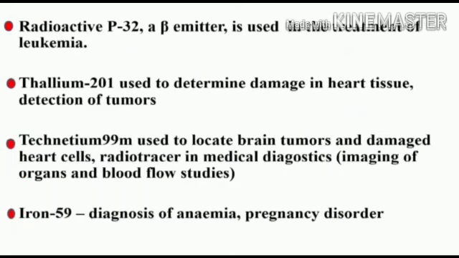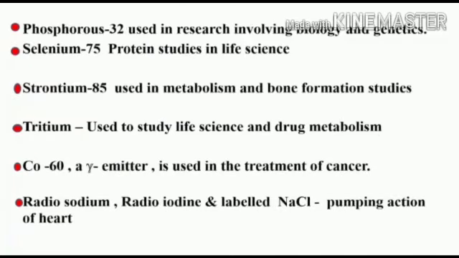Radioactive thallium-201 is used to determine damage in heart tissues and for detection of tumors. Technetium-99, which is in a metastable state, is used to locate brain tumors and damaged heart cells. Radioactive iron-59 is used in diagnosing anemia and pregnancy disorders. Phosphorus-32 is used in research involving biology and genetics.